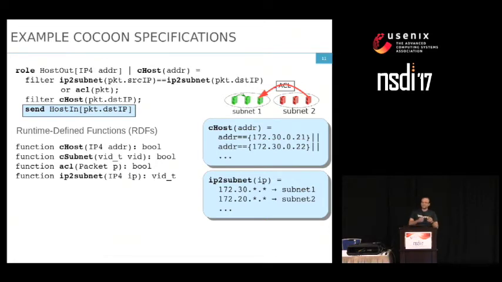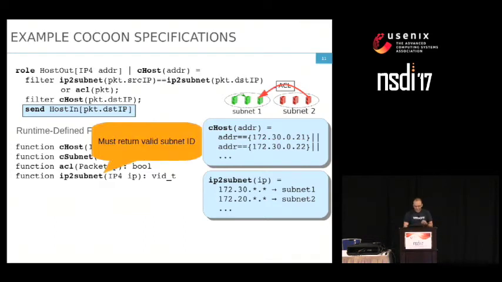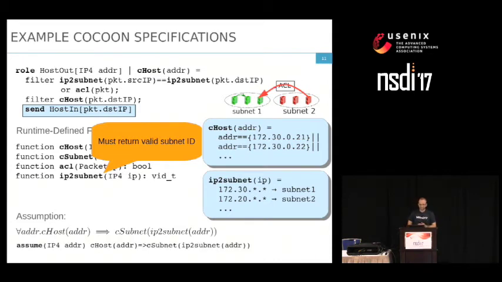So the aim is to verify refinements for any instantiation of these functions, except that while we may not care about their exact definition, we might care about some properties that have to hold for them. For example, we don't care exactly how many IP subnets there are in our system, but what we do care about is that given a valid IP address, this IP to subnet function should map it into a valid network address. To formalize those assumptions, we have a special construct in Cocoon called assume.